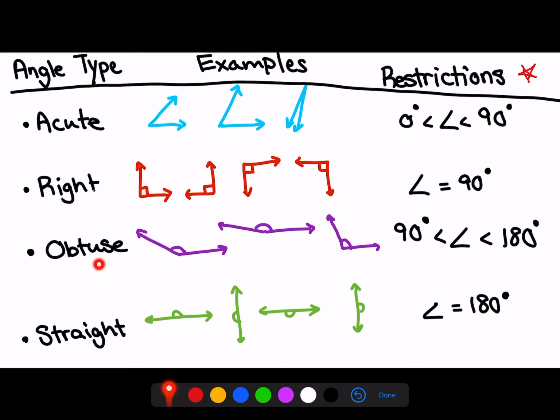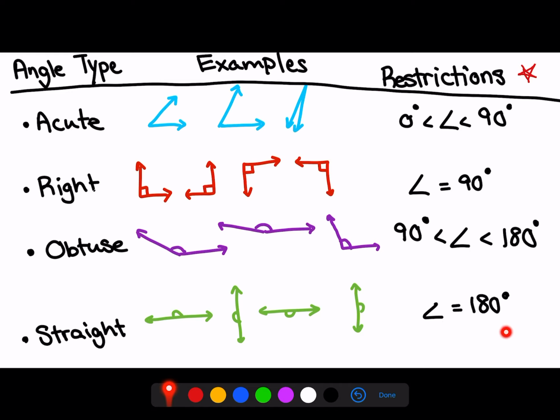So restrictions for acute is between 0 and 90. For a right angle, it is exactly 90 degrees. For an obtuse angle, the smallest that we can get is right above 90. It can't be equal to 90, of course, because that's a right angle. And it can go all the way up to 180. So it'll be between 90 and 180. Then lastly, the straight angle. Straight angle just makes a straight line. Straight angle is equal to 180 degrees exactly. So those are our angle types. Those are some examples, and then the restrictions that take place.